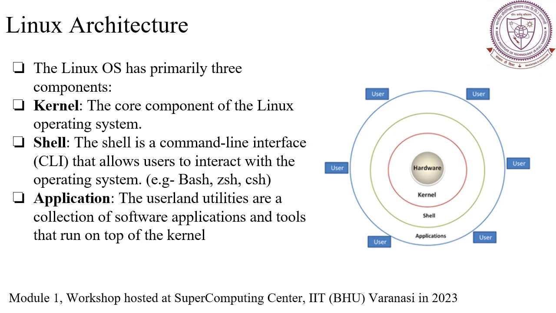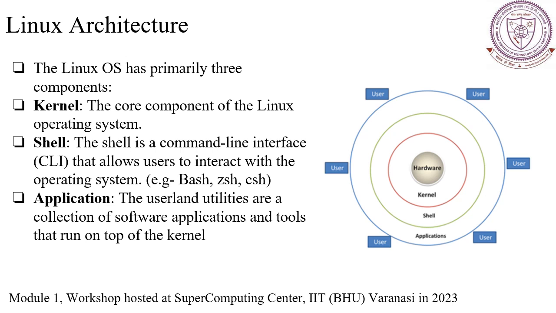Now see the Linux architecture. The Linux operating system has primarily three main components: kernel, shell, and application. Let's see them one by one in detail. The kernel is the core component of the Linux operating system. It is responsible for managing the hardware and providing services to the other components of the system. The shell is a command line interface that allows the user to interact with the operating system. It provides the user with a way to execute commands, manage files, and start programs.